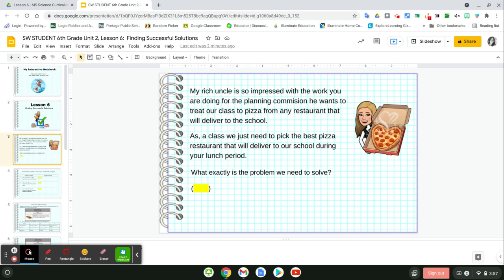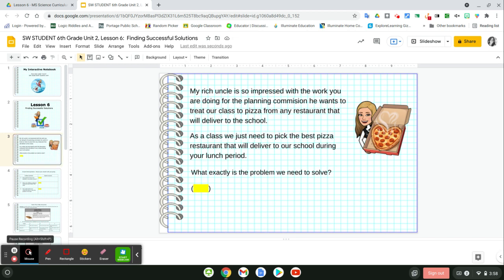My rich uncle is so impressed with the work you are doing for the Planning Commission, he wants to treat our class to pizza from any restaurant that will deliver to the school. As a class, we just need to pick the best pizza restaurant that will deliver to our school during your lunch period. So, what exactly is the problem that we need to solve?